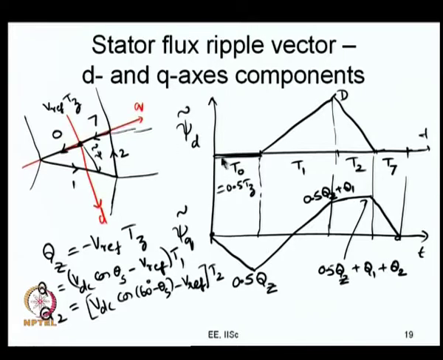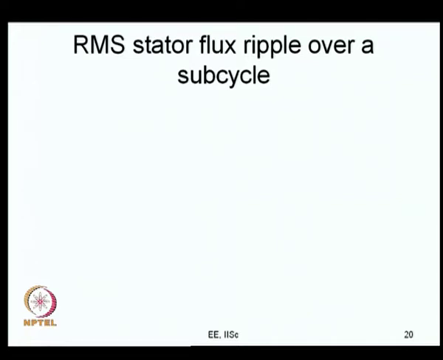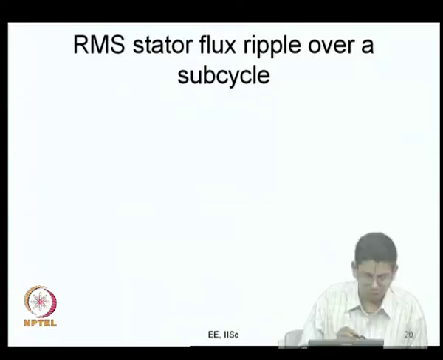And psi d tilde is also piecewise linear, but psi d tilde is 0 during the intervals whenever the 0 vector itself is getting applied. So, this is just to get some idea of the d and q axis components of the stator flux ripple vector, and these also correspond to the d and q axis components of the current ripple vector now. So, let us say, how would you get the RMS stator flux ripple over a subcycle? That is an important question now.